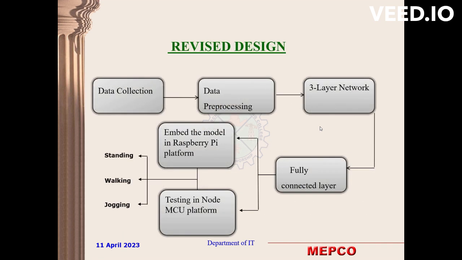We have 5 datasets. For each dataset, we collect the data and pre-process it. While pre-processing, we found missing values and corrected them by changing the window size. Then it is followed by the three-layer network, then passed to a fully connected layer, and the model is embedded in the Raspberry Pi platform as well as the Node MCU platform, detecting activities such as standing, walking, jogging, etc.